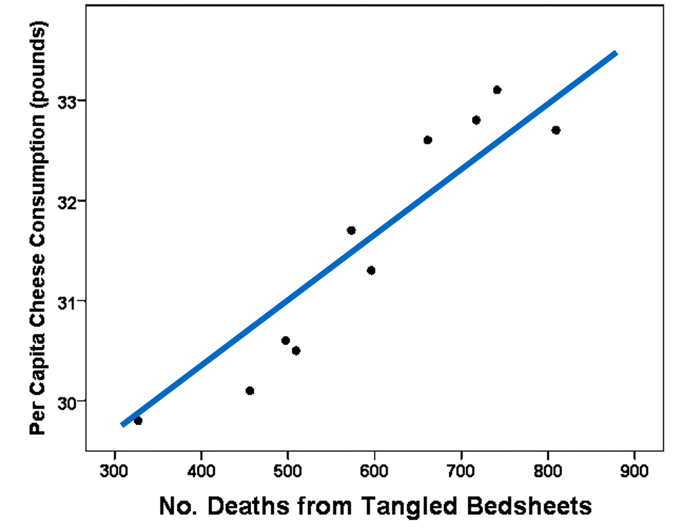Okay, so let me calculate the correlation now. The correlation of deaths from tangled sheets with cheese consumption is 0.947. Is this considered a weak, moderate, or strong correlation? Okay, so in the previous lecture, I showed you that a correlation above 0.80 is considered very strong. So there is a very strong correlation between the number of deaths and cheese consumption.